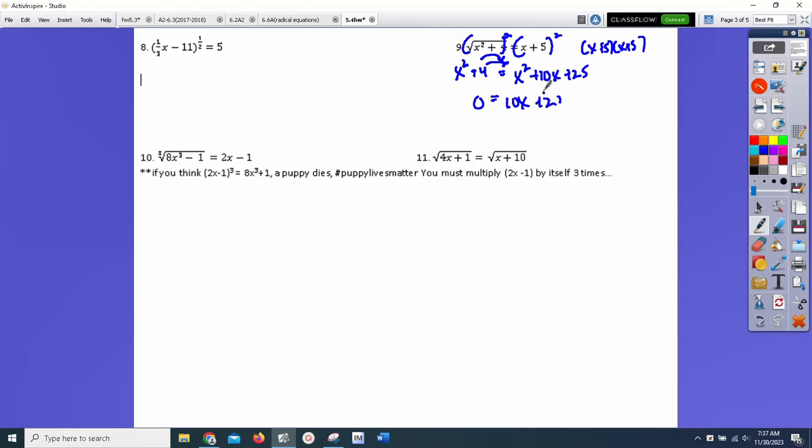Now we're going to shift the 21 over. Negative 21 is 10x. We're going to divide by 10. X is negative 21 tenths. Again, I don't really feel like checking that, so I'm not going to.